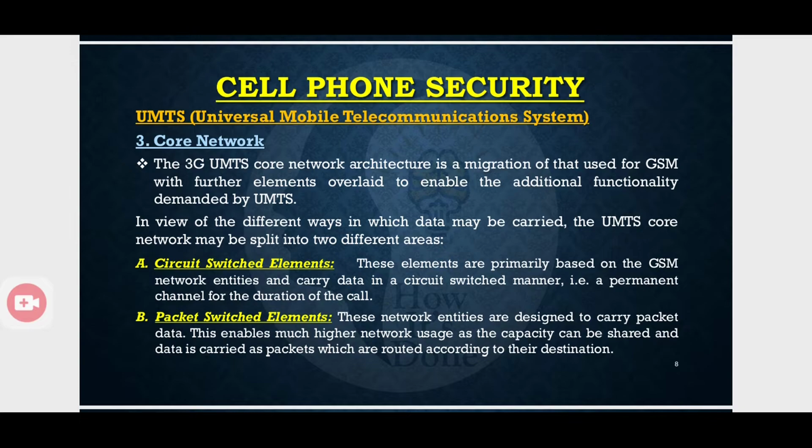They are split into two different areas. One is the circuit switched elements, and also packet switched elements are present in the core network. In the case of circuit switched elements, these elements are primarily based on the GSM network entities and carry data in a circuit switched manner. We had already studied the circuit switched mechanism. The data are transferred through a particular circuit. And in the case of packet switched elements, these network entities are designed to carry packet data.